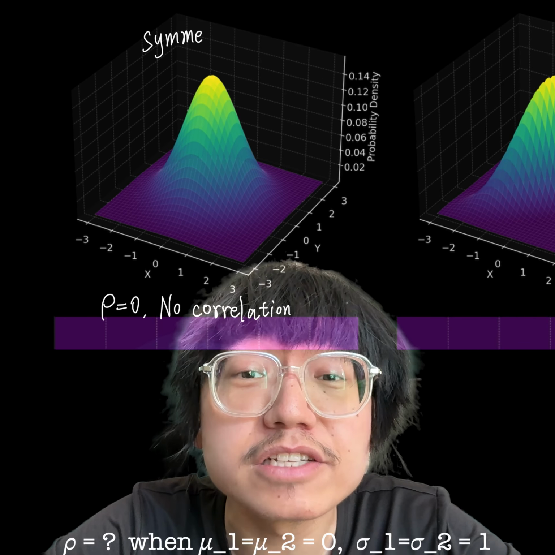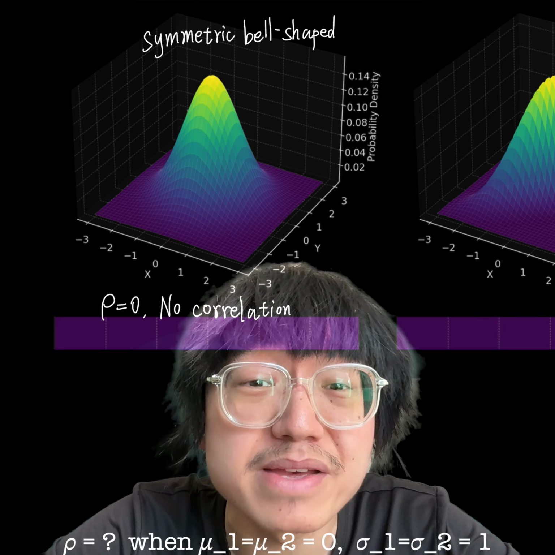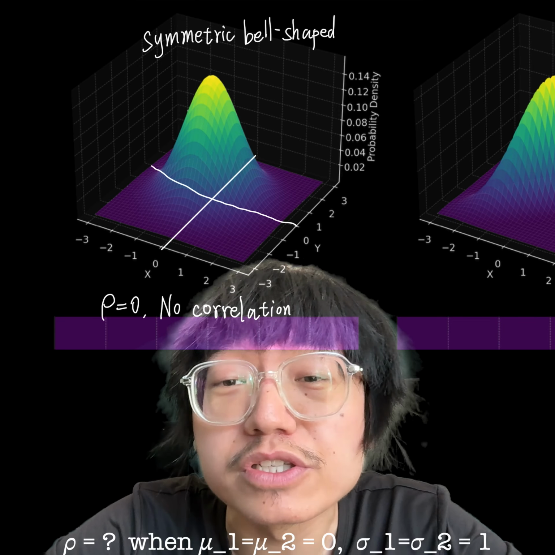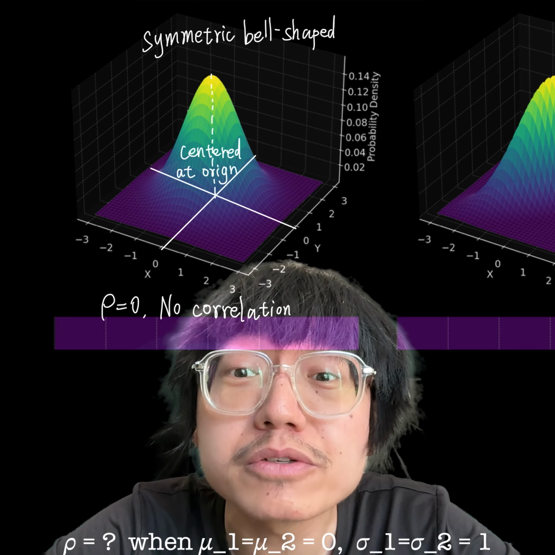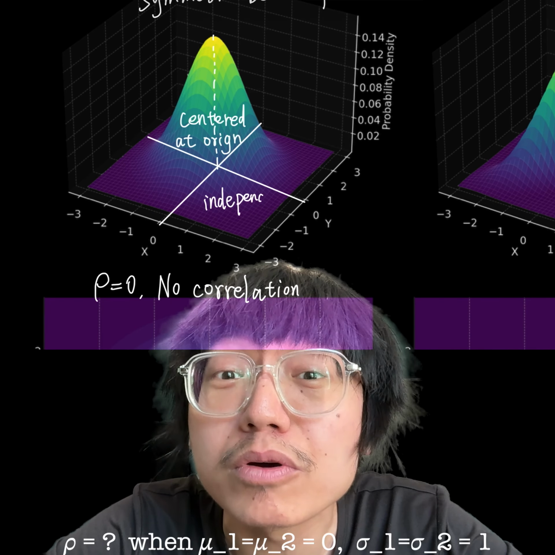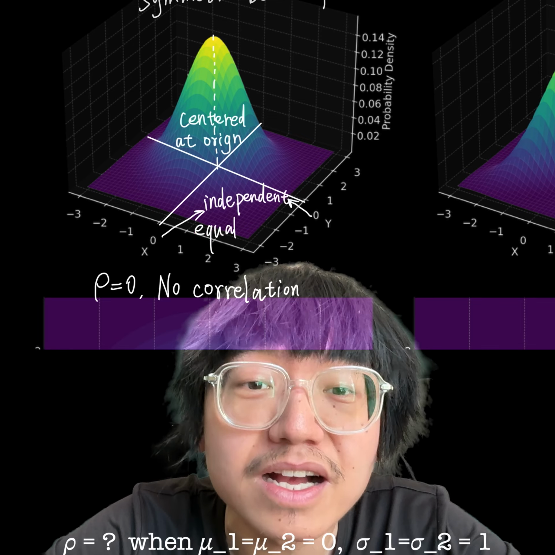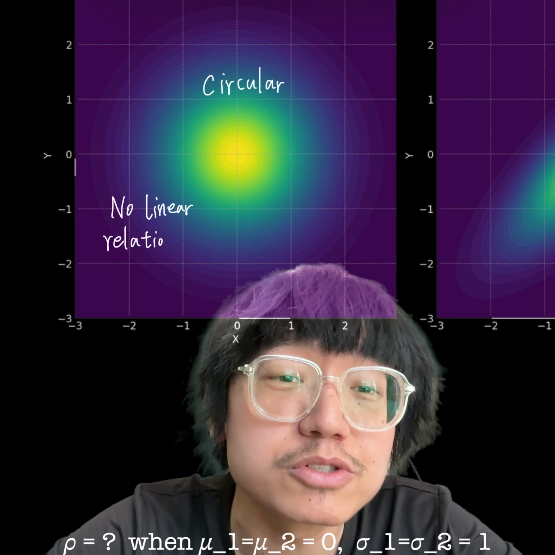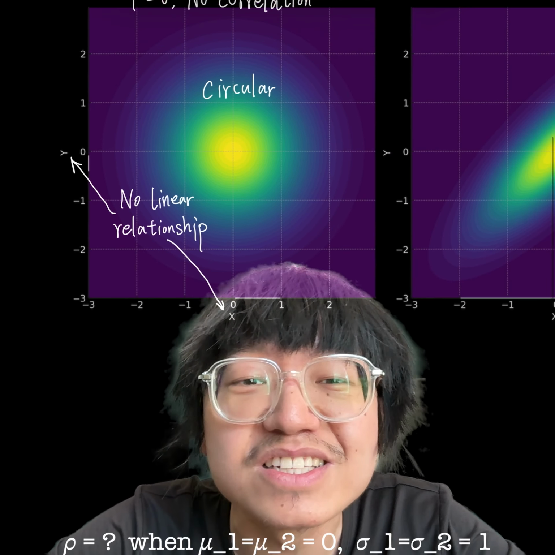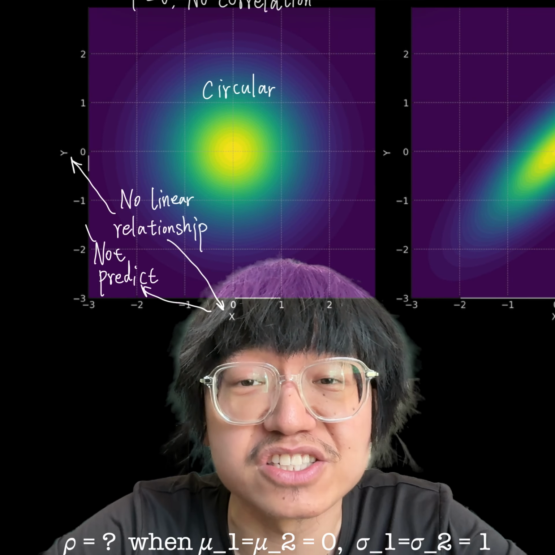The probability density function appears as a symmetric bell-shaped surface, centered at the origin, which indicates that the two variables are independent and have equal variance. The contours are circular, reflecting that there's no linear relationship between these two variables, so changes in one variable don't predict changes in the other.